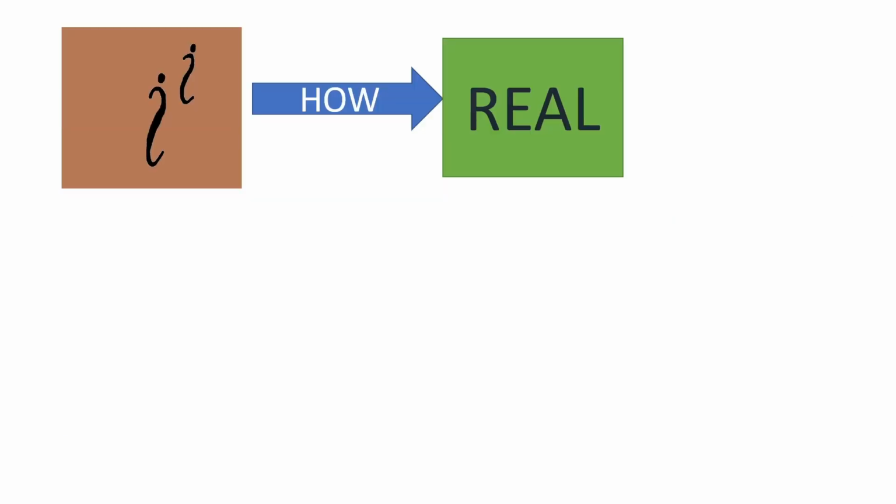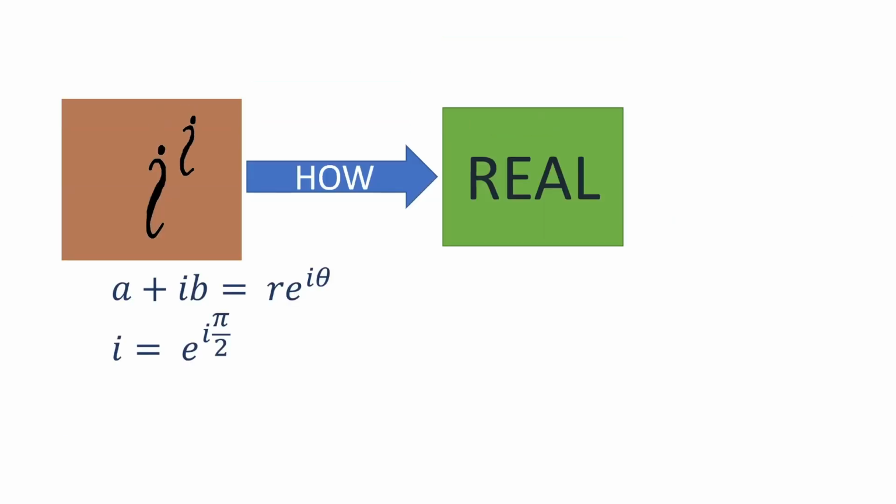Let's see how. There are two ways of solving i raised to the power i. One of my favorite methods is this one. We can express every complex number a plus ib in terms of Euler's formula, r times e raised to the power i theta. So i can be written as e raised to the power i times pi by 2, and using this we can very easily evaluate i raised to the power i.